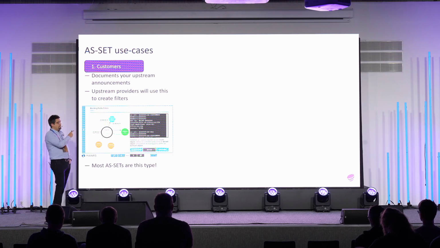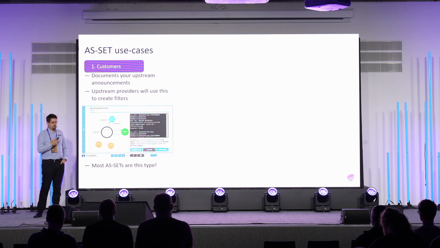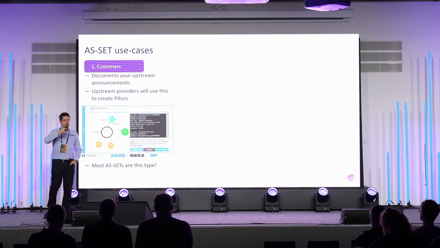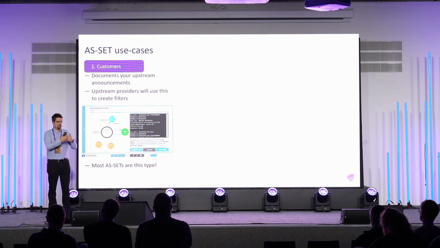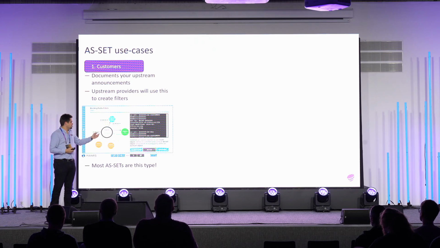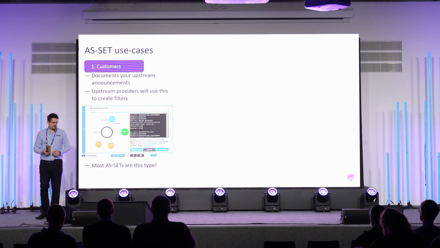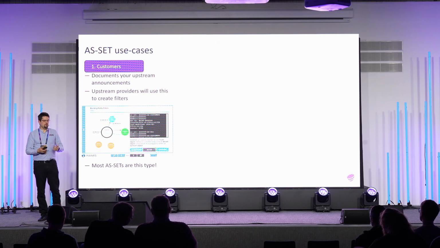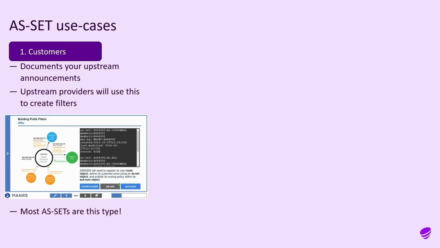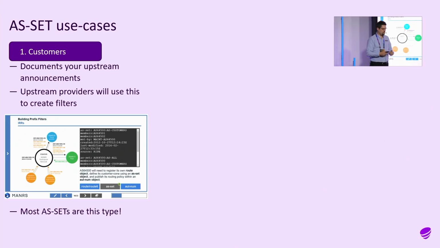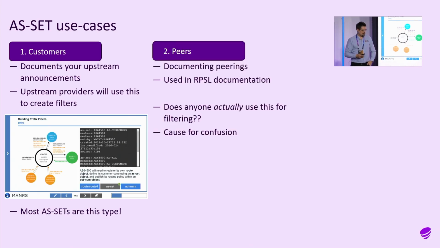So basically, the first and foremost principle is to document your customers, and this is to show your upstream provider, who will then in turn create filters on your connection upstream to your tier 1. This is an example from training resources that Manners is publishing, showing the best recommended policies for how to do filtering based on AS sets.